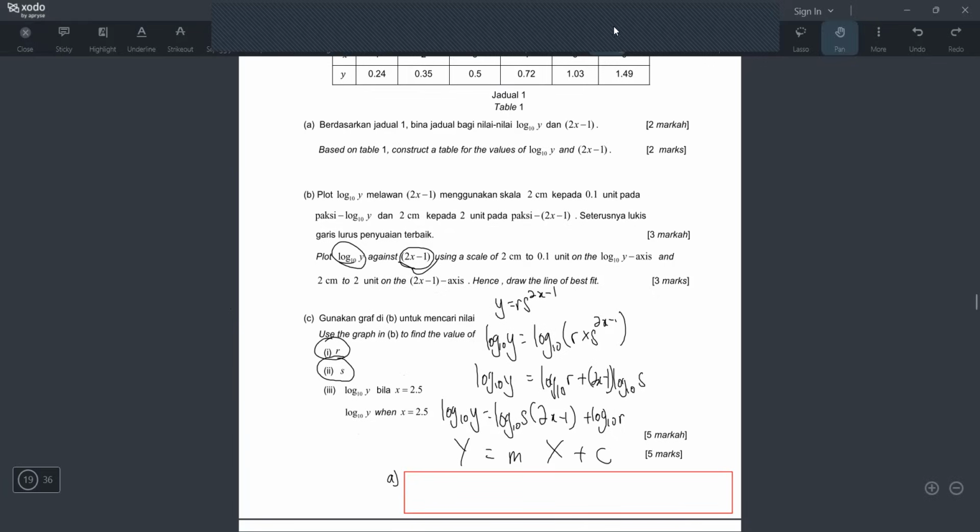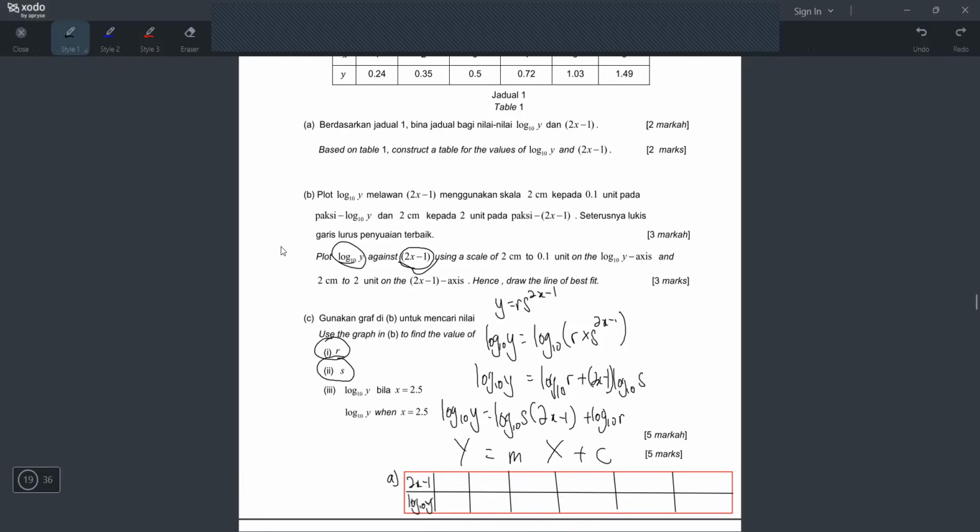So let's draw some lines. How many points do you have? 1, 2, 3, 4, 5, 6. Okay, I think it's good enough. So what is the x-axis? 2x minus 1. I always recommend students to write the x-axis on top, and then the y-axis, which is log y, write below. Because if you write like this, then it's easy to plot, because you look up and down, up and down like this. If you write the y-axis on top, later you have to read in reverse.